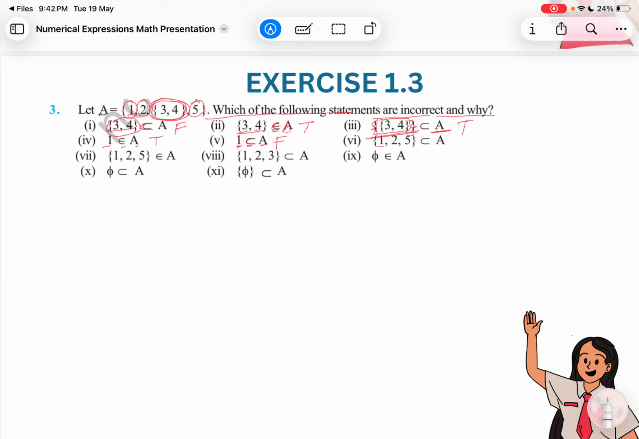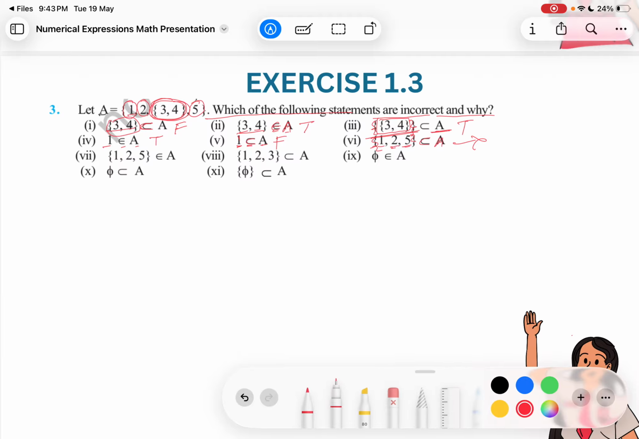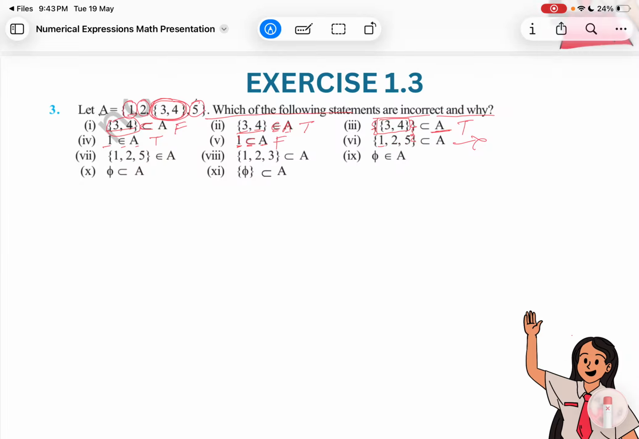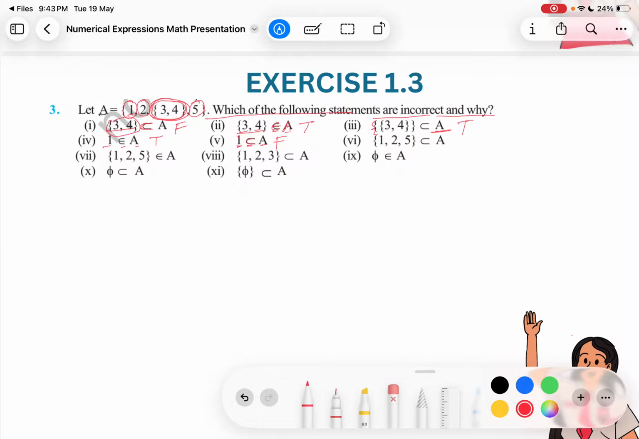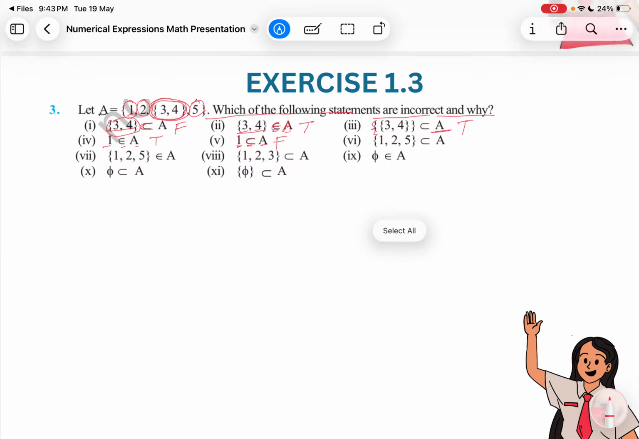Now, is {1, 2, 3} in this curly bracket, 1 to 5, sorry, {1, 2, 5}, a subset of A or not? So this is interesting. I want you to just comment the answer to this question. Let me just clear this so you can see it. This is my request to you to just solve this without seeing any answer and comment it below.